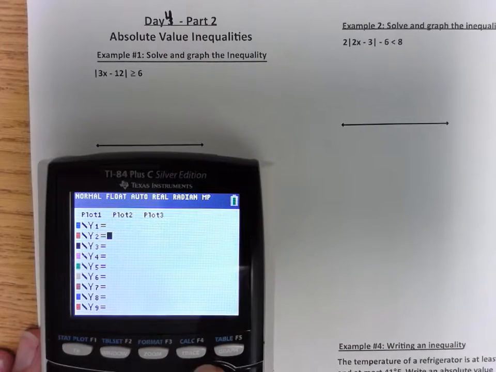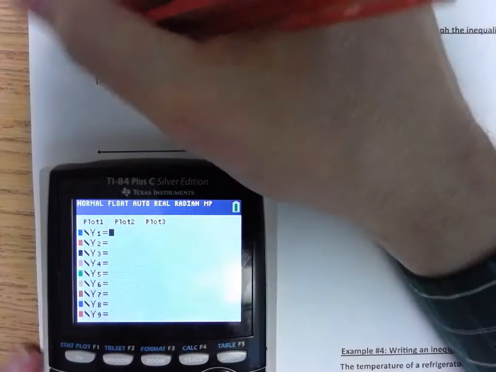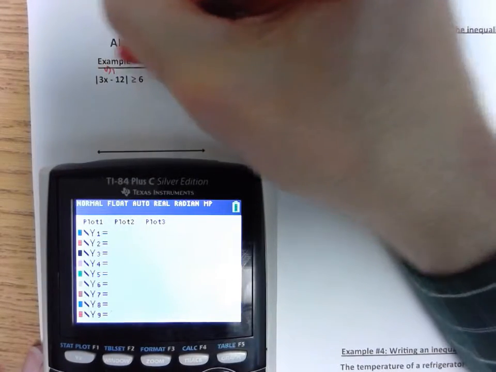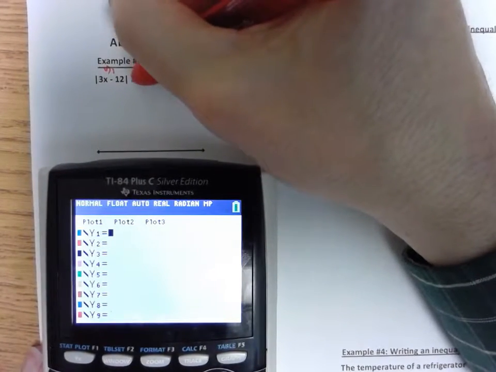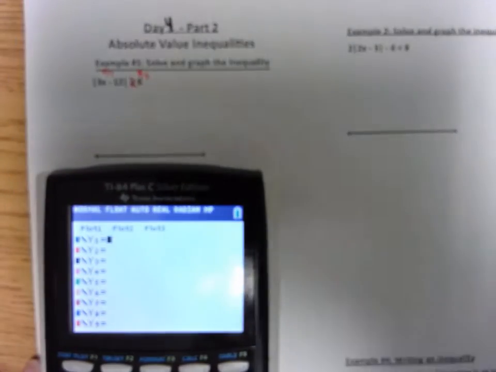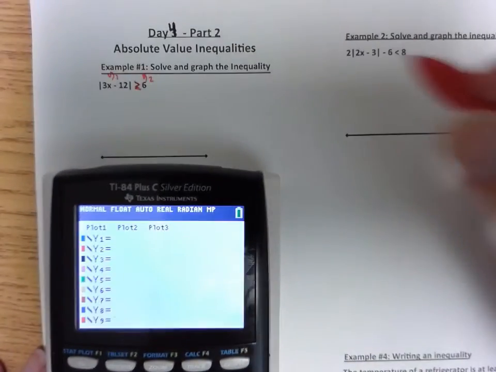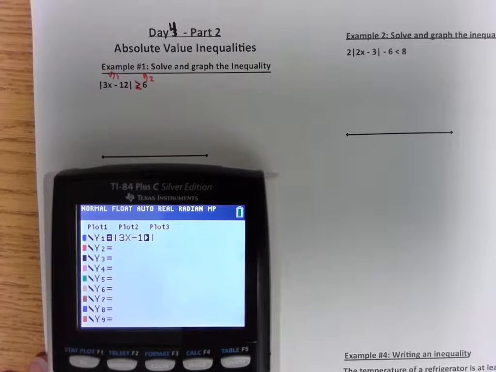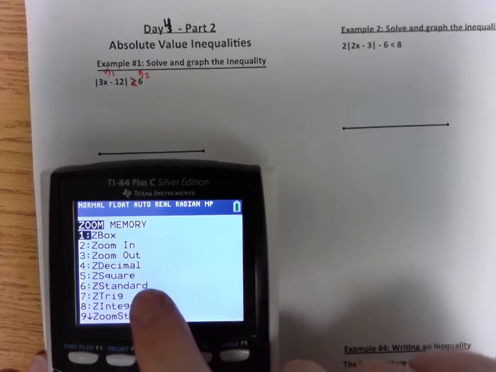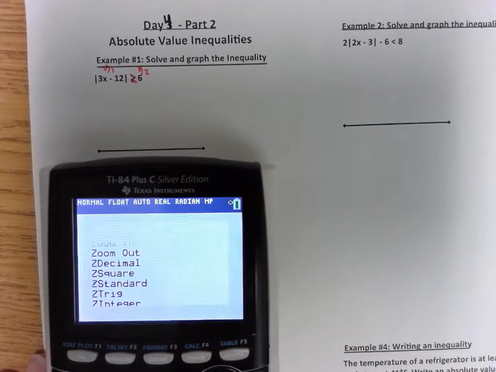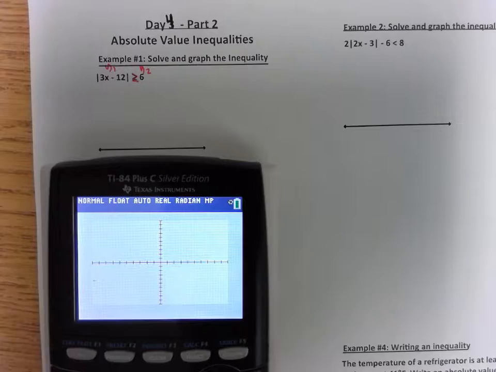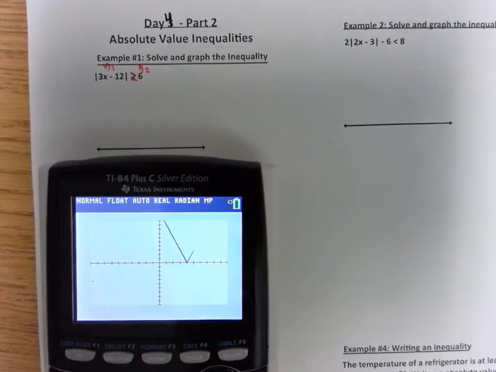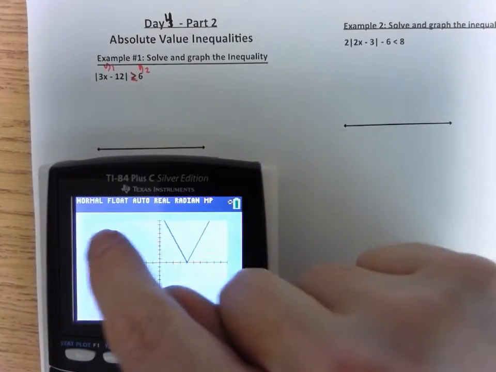So I want you to go to y1 and y2. And what we're going to do is find some cutoff points. So this is going to be y1. It's going to be y2. And this is a greater than or equal to, which means above the graph. So I want to do absolute value of 3x minus 12, and I want to do 6. And I'm going to make sure my window is a standard window. So I'm going to go to Zoom Standard and let that original 10 by 10, 20 by 20 window graph. So here's your 3x minus 12, and here is your 6.